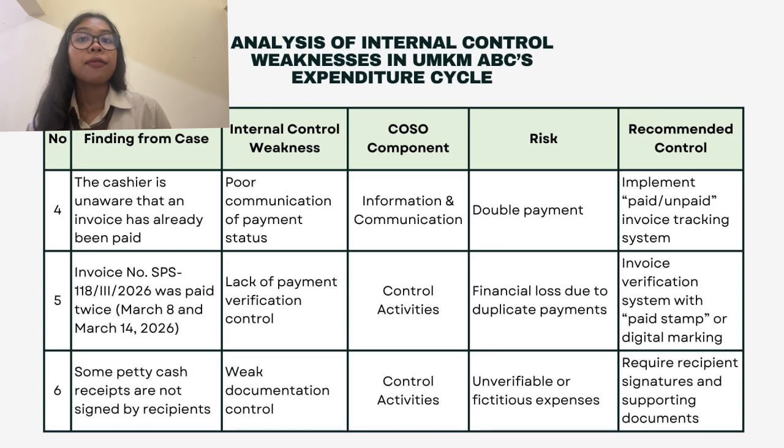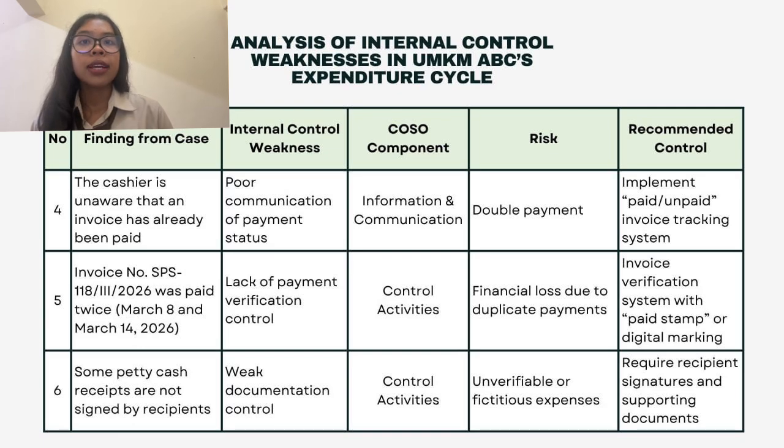And the next finding from the case is that the cashier is unaware that an invoice has already been paid. The internal control weakness is poor communication of payment status. The causal component is information and communication. The risk is double payment. And the recommended control is to implement a paid or unpaid invoice tracking system.